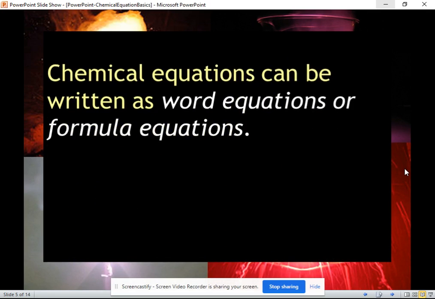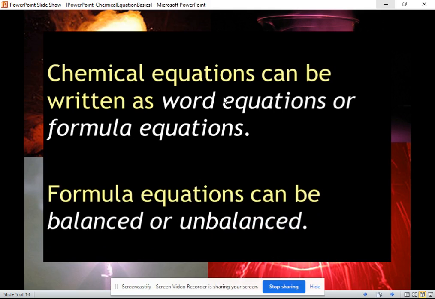So chemical equations can be written as word equations or formula equations. Write this down on that line there in the middle of your paper. Chemical equations can be written as word equations or formula equations. Word equations are never balanced because we don't use coefficients in the word equations. Formula equations can or cannot be balanced, and you kind of know what balanced means.